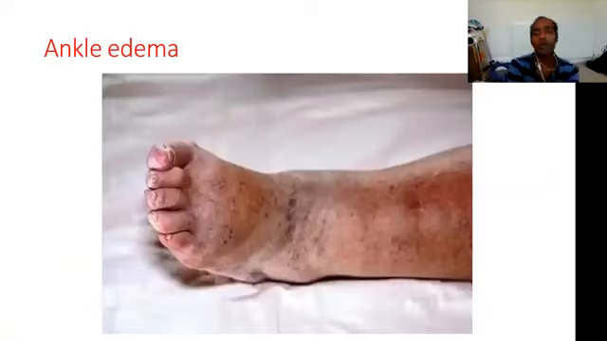Ankle edema, again a good physical sign for you to look out for in the respiratory system, and that indicates right heart failure due to cor pulmonale. That is, because of lung disease, there is pulmonary hypertension, and that causes right heart failure. So this is another sign to look out for.